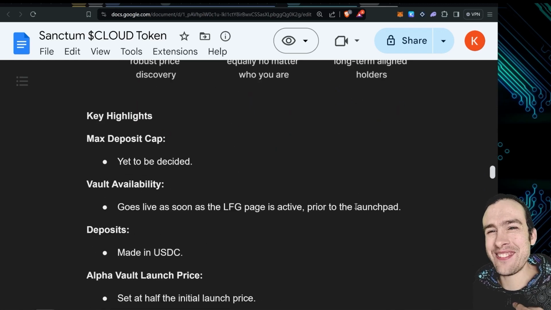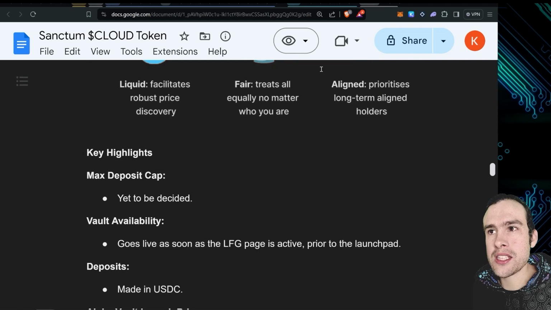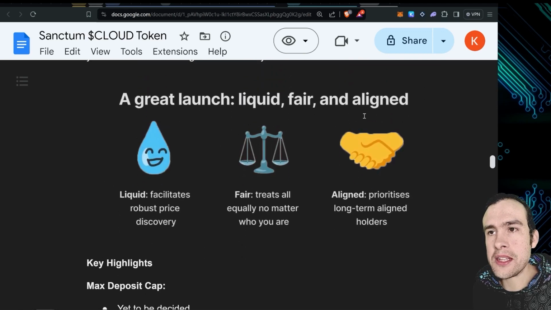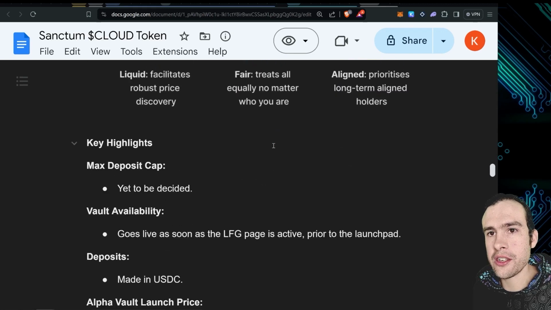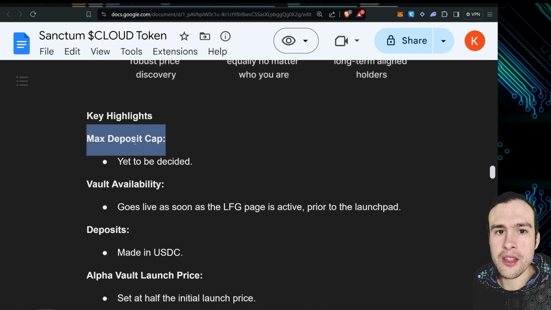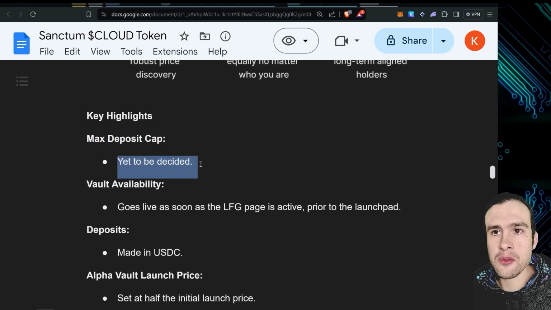That's me, essentially, because I have plans to do things with my cloud tokens, and I really do think that there'll be deep integrations for the cloud token within the Solana ecosystem. Maybe able to use it in Drift to trade against, all that sort of stuff as equity. So max deposit cap is yet to be decided. So they haven't decided whether there's a max cap for how much money you can put into the vault. Most of this stuff is about the vault, so that's what we're talking about here.